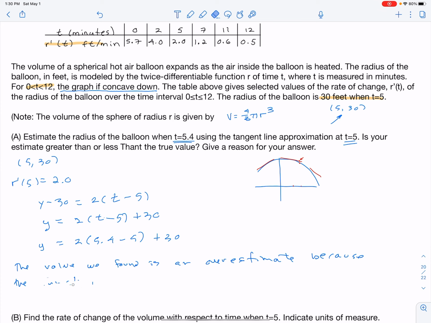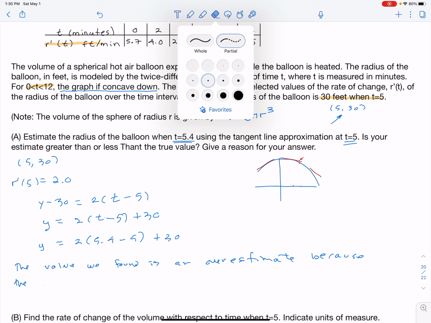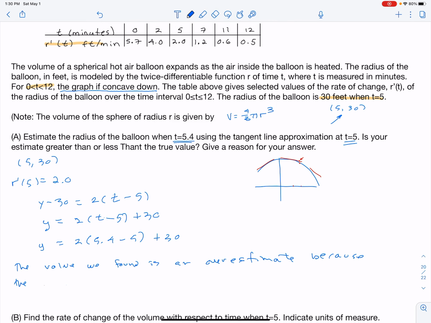You see, I would have liked them to just say r of x or something like that. It would have been nice. It makes the phrasing of this so awkward, but I would say the radius function is concave down. Okay? And that's all we need.